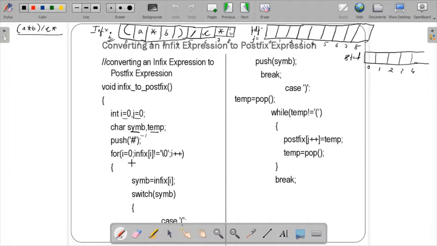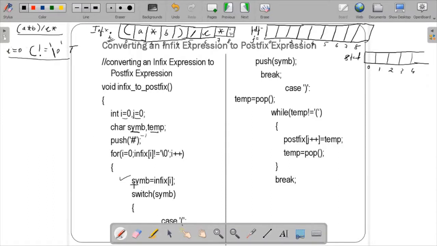For i equal to 0, check what is infix of i. Infix of 0 is nothing but the opening bracket. Whether that is not equal to the null character; this is the delimiting null character. Infix of i has the opening bracket, which is not equal to the null character, so I'll do this particular process. Yes, it is true. So my condition is true when i is equal to 0.